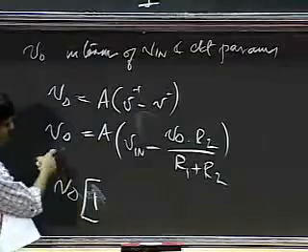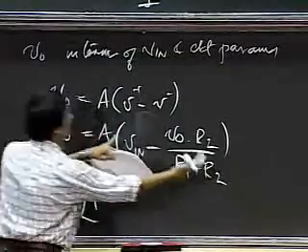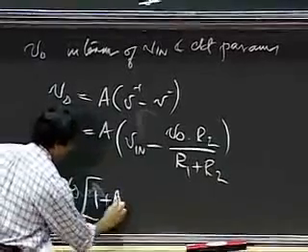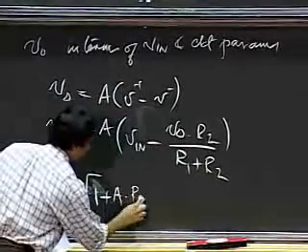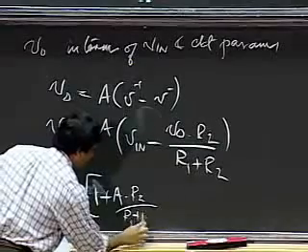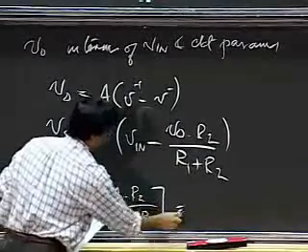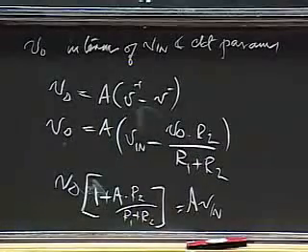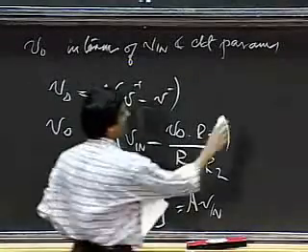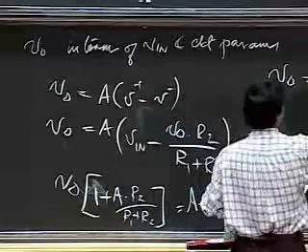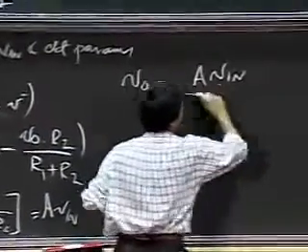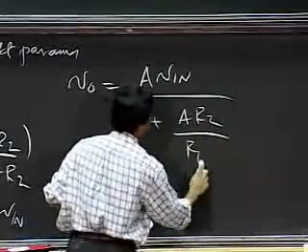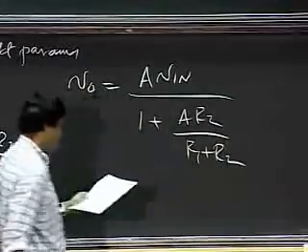So I get, there's a 1 here. And I move this thing over to this side, so I get 1 plus A times R2 divided by R1 plus R2, and that's equal to A V in. Okay, and simplifying it some more, I get V naught is A V in divided by 1 plus A R2 divided by R1 plus R2.